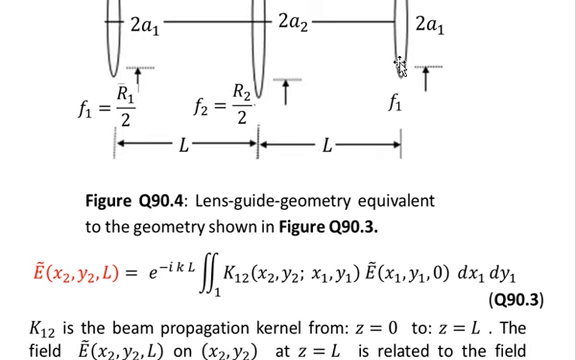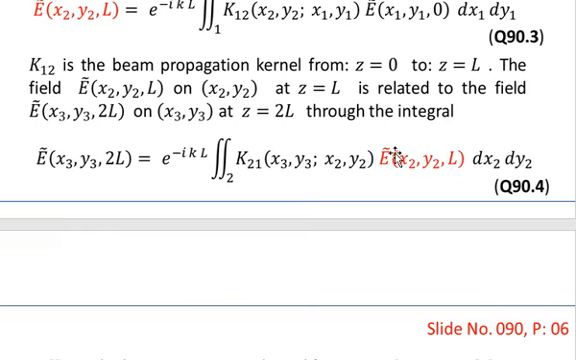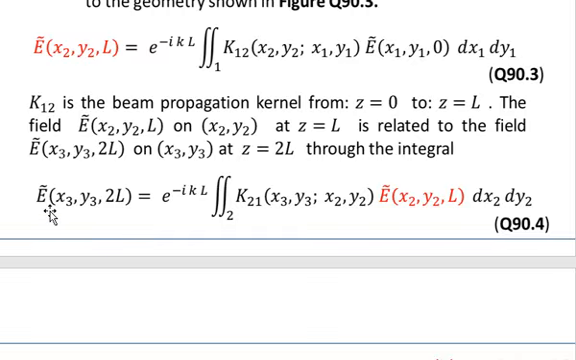So the field at the location of lens 1 on the rightmost side is given by equation number 4, which is E prime of x3 y3 2L equal to e to the power minus iota kL, and the integral variables are on the diaphragm of lens 2, and we have the propagation kernel kappa 21. Kappa 21 means from lens 2 to lens 1, and this is a function of x3 y3 comma x2 y2, and E prime, which is the field at the lens 2 transverse plane, x2 y2 L, and of course here the integral variables are dx2 and dy2.